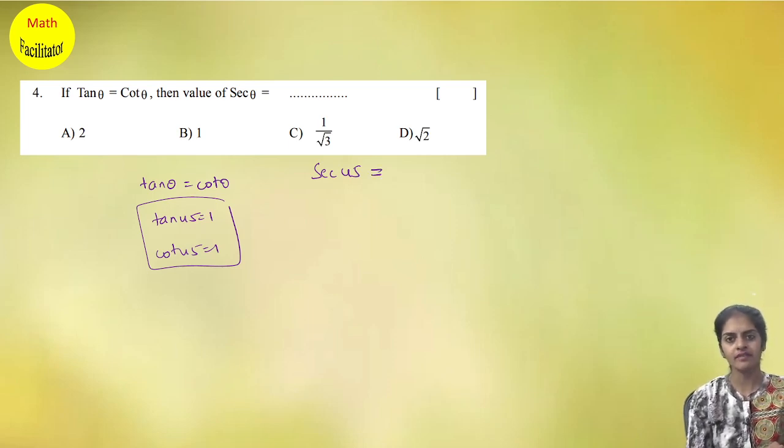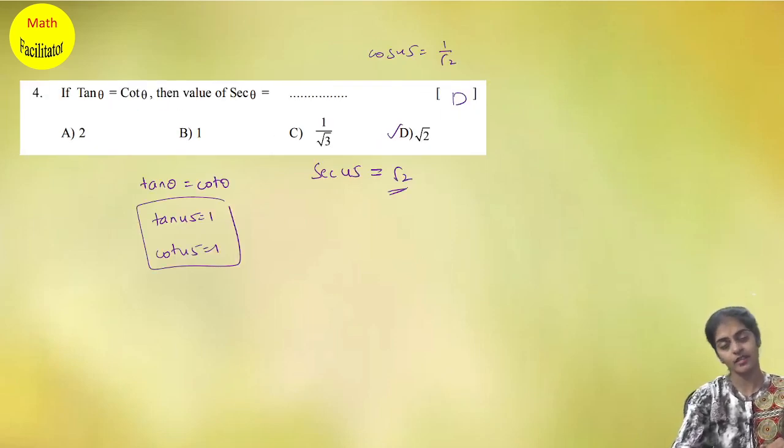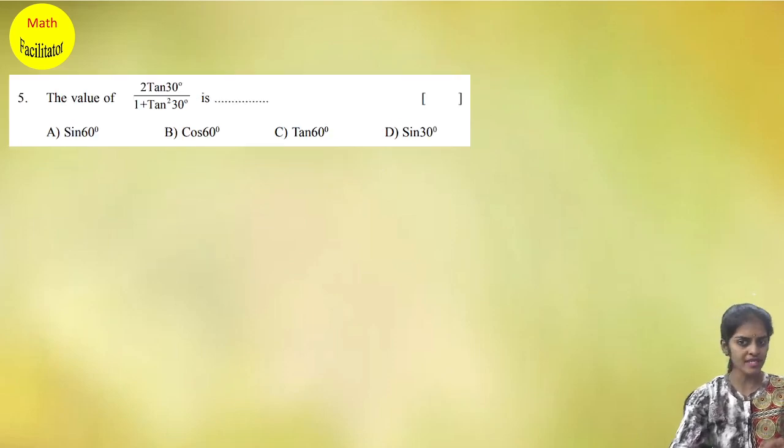What is secant 45 now? Secant 45 will be the reciprocal of cos 45. Cos 45 is 1 by root 2, so secant 45 will simply be root 2. This is again one of the methods I am telling you. You can do it in another method also. I'm trying to choose the easiest method because these are part B questions, and you should take less time to solve these questions.